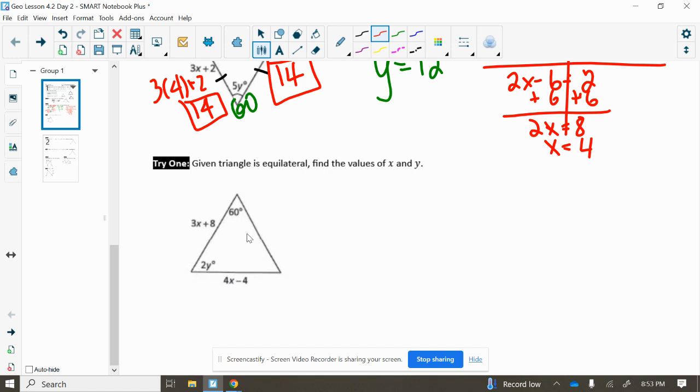Down at the bottom, we have another example for you to try. The triangle is equilateral. What are the values of x and y?